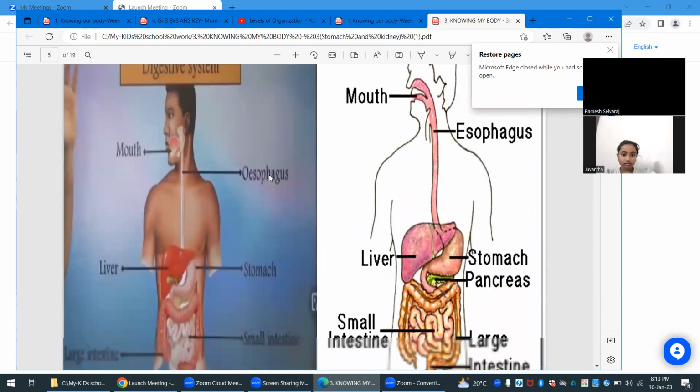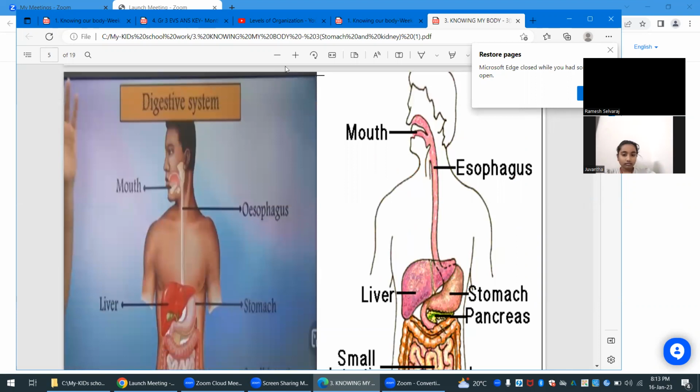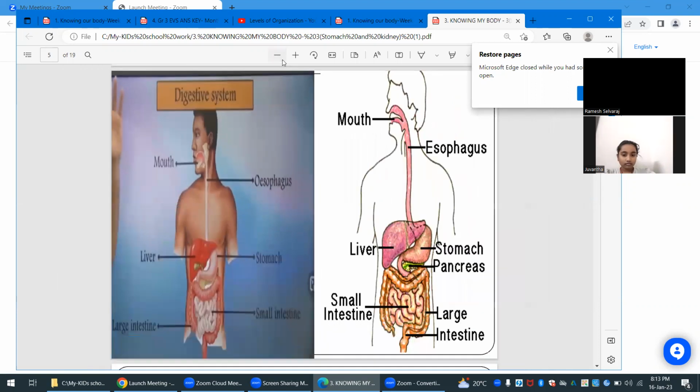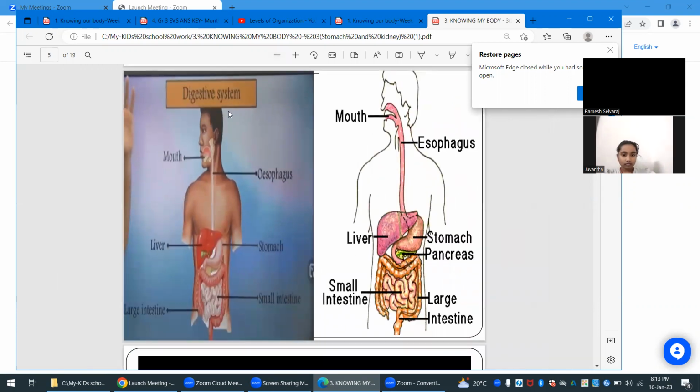You see here, it's a picture of the digestive system. If someone asks you what the main parts of the digestive system are, what would be your response? There are 6 major parts. What are those? Mouth, esophagus, liver, stomach, small intestine, large intestine.